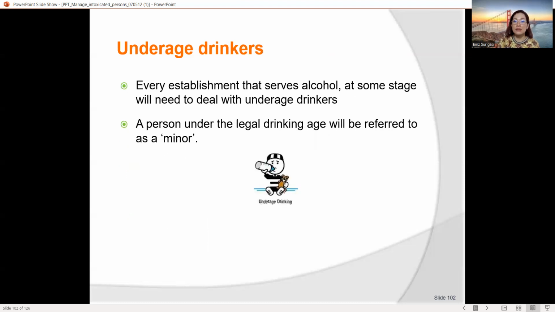Underage drinker. Every establishment that serves alcohol will, at some stage, need to deal with underage drinkers. A person under the legal drinking age is referred to as a minor, so they should not be allowed in the establishment.